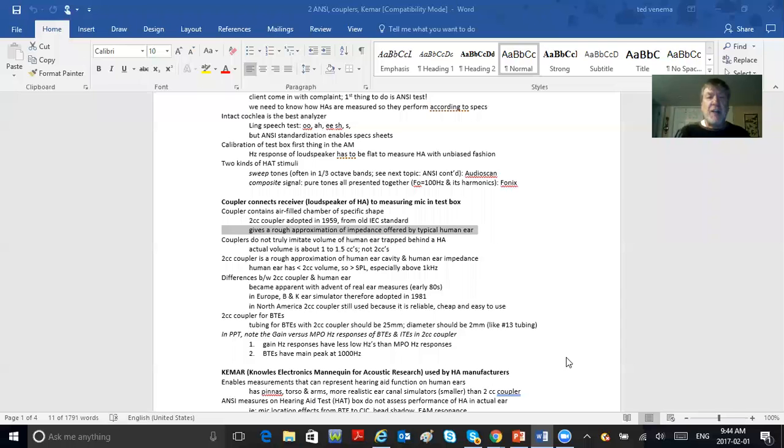So, at any rate, go back to share my screen here because we need to cover something quite important. The shape and size of a 2cc coupler is a little bit bigger, and therefore it's going to underestimate what the hearing aid will do in your ear. In other words, think about this. Think if I have 70 dB SPL of sound coming out of my hands, okay?